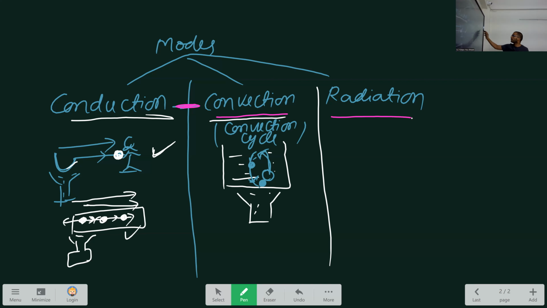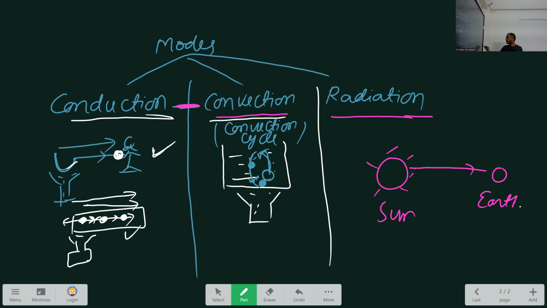Now the last one is radiation. Radiation is a special form of heat transfer in which, students, we do not require any medium for heat transportation. For example, suppose this is our sun and this is our earth. There is no medium between the sun and the earth, but still radiation from the sun reaches the earth.